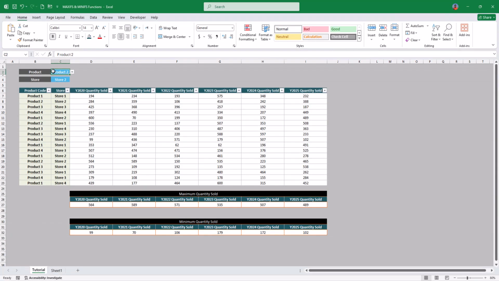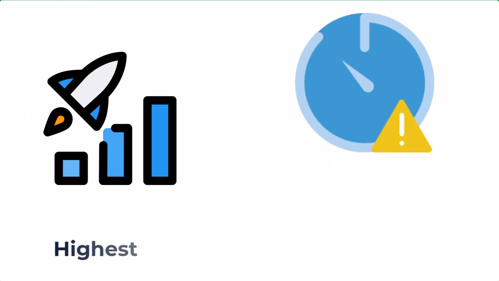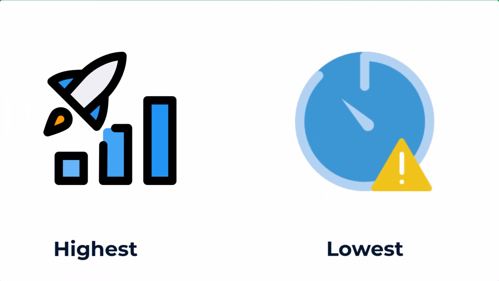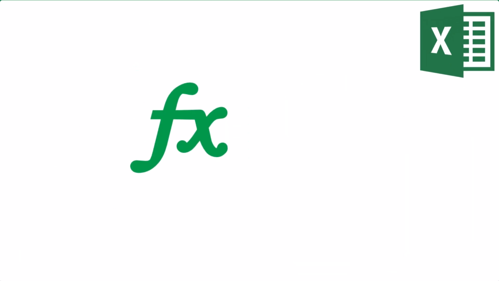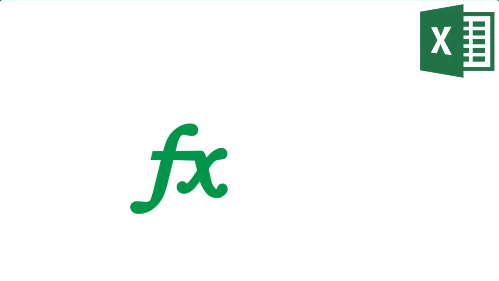Ever needed to pull out the highest or lowest value from a dataset, but only when certain conditions are met? Most people don't know that Excel currently has built-in functions to do this with just one formula. But what about the old versions?